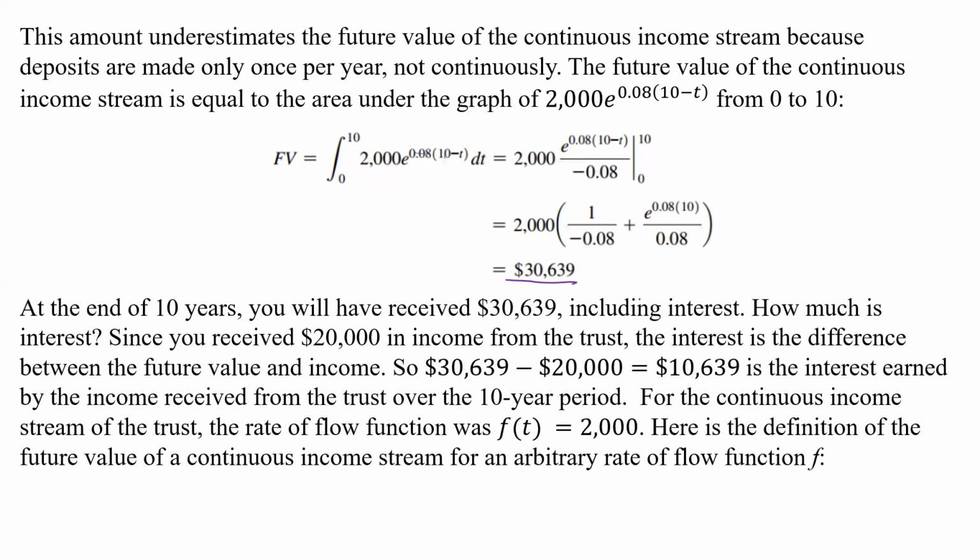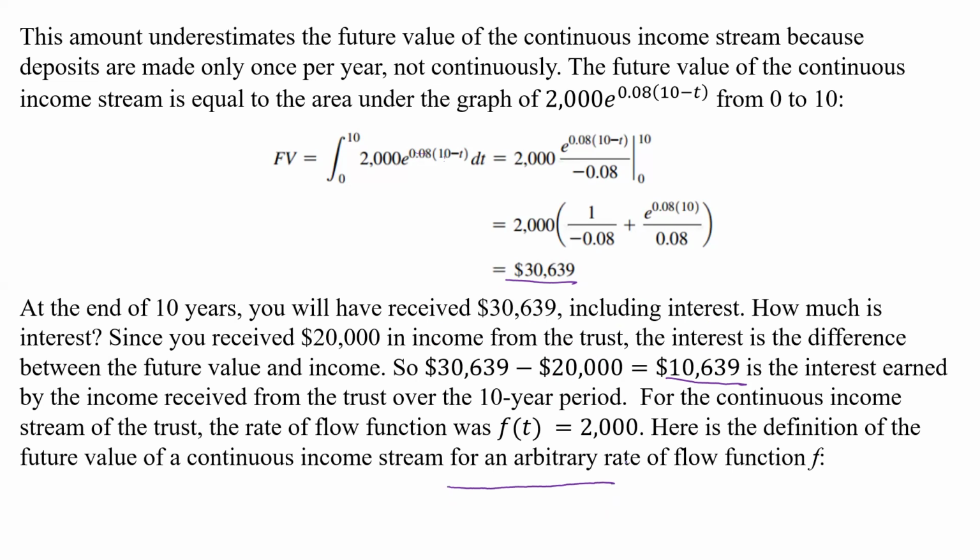So how much is your interest? Since you received $20,000 in income from the trust, the interest is the difference between this value and $20,000, which gives you $10,639 in interest earned by the income received from the trust over the 10-year period. For that continuous income stream of the trust, the rate of flow function f of t was just equal to 2,000, because that was our constant function.